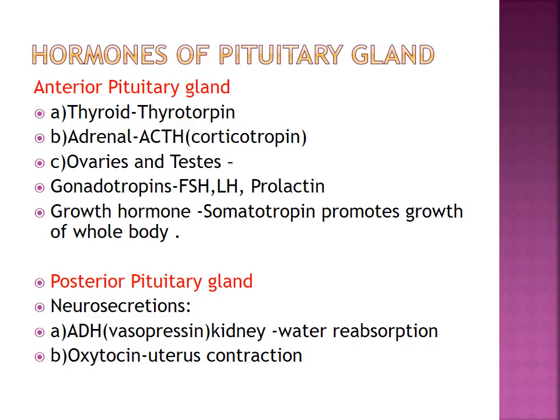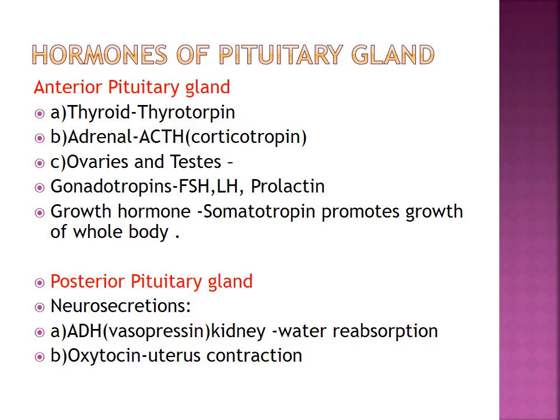Now we will see the hormones secreted by the pituitary gland. First is the anterior pituitary gland. It secretes the hormone thyrotropin, which acts on the thyroid gland. ACTH, that is adrenocorticotropic hormone, acts on the adrenal gland. It is present above the renal gland, and it is also called the suprarenal gland. Then the other hormones for the ovaries and testes are gonadotropins, FSH and LH, then prolactin, then growth hormone, or somatotropin, which promotes the growth of the whole body.